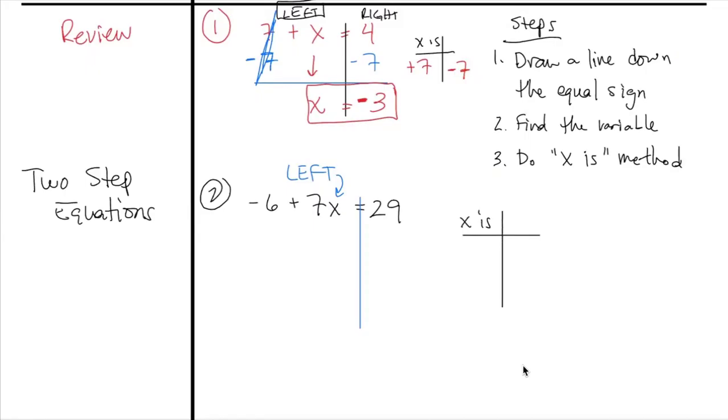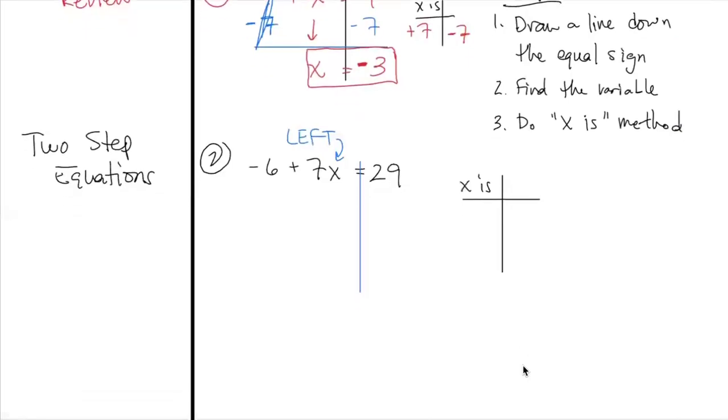Now there's 2 things happening to X. There's a times by 7 right here. Remember, number and variable together is times. And then there's a minus 6, or a negative 6. So there's 2 things happening here. So how do we know which one to put first? How do we know how to undo it?